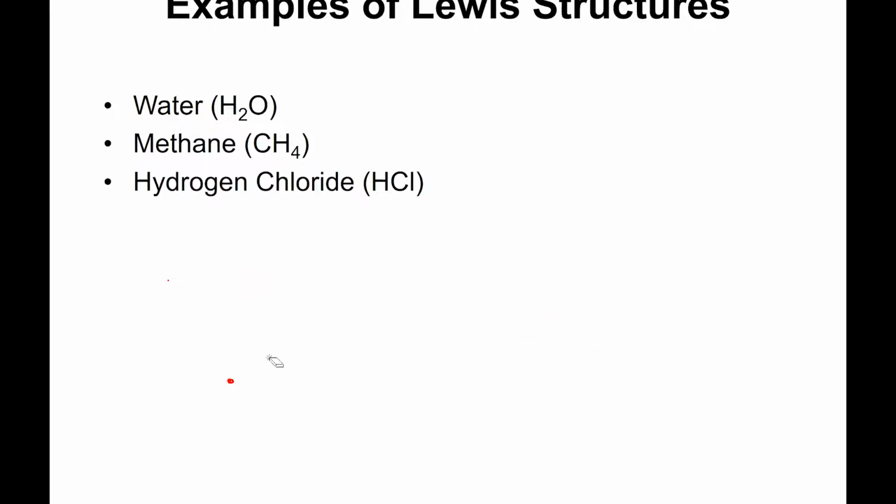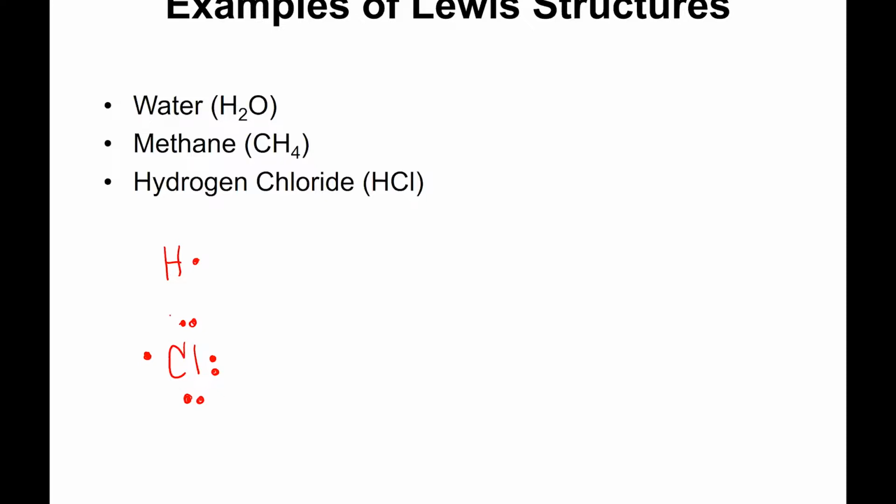So again, we'll look at your periodic table, figure out how many valence electrons these have. Hydrogen has 1 valence electron, and chlorine has 7 valence electrons. 1, 2, 3, 4. I'm going to start pairing. 5, 6, 7.